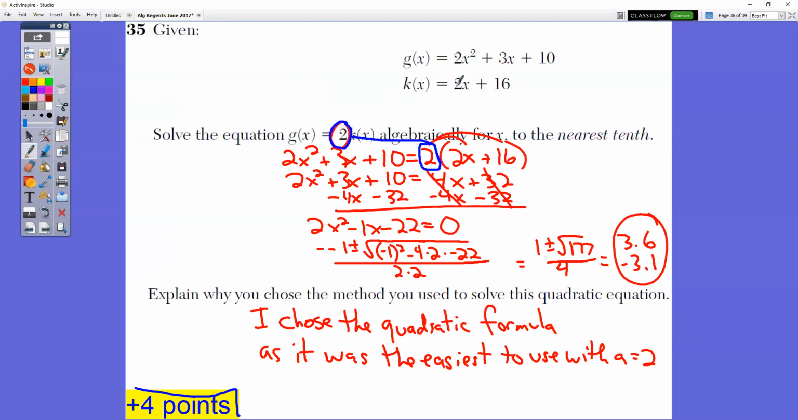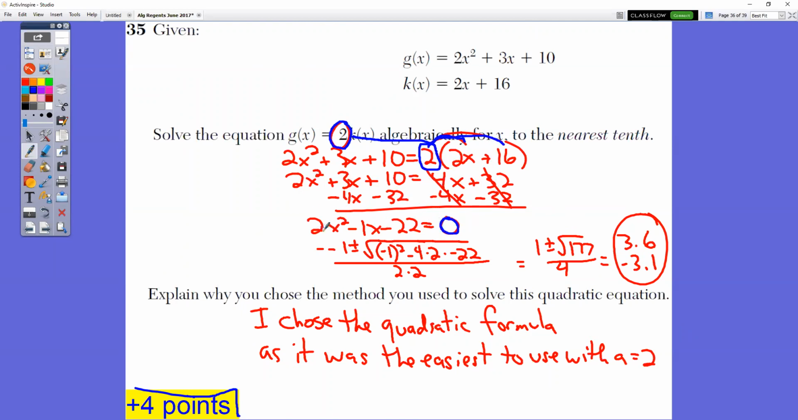You have the g of x, you have the k of x, but you have to multiply that k of x by 2. So you have to distribute and distribute. 2 times 2x is 4x. 2 times 16 is 32. So now we have the g of x, 2x squared plus 3x plus 10, equals the 4x plus 32. We want to set the one side equal to 0. So I want to do minus 4x from each side, minus 32 from each side to have this 0 right here. Now I can just do the quadratic formula.